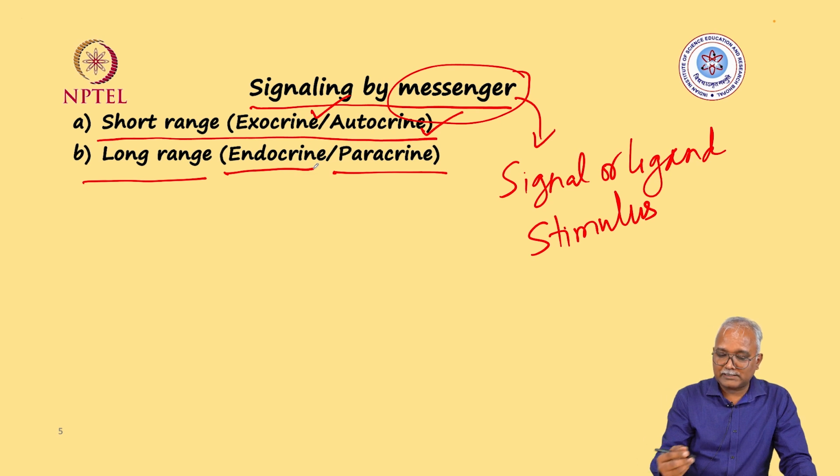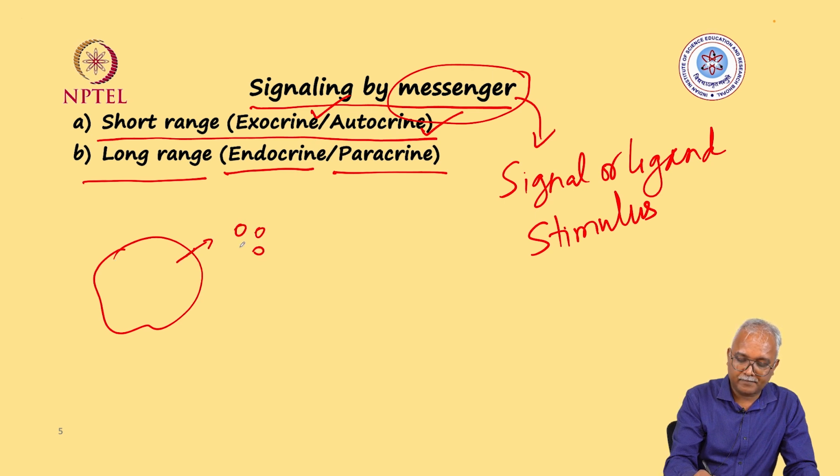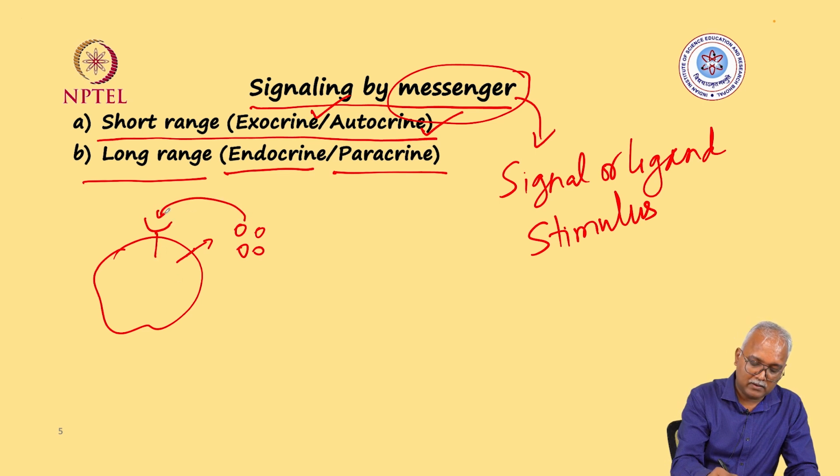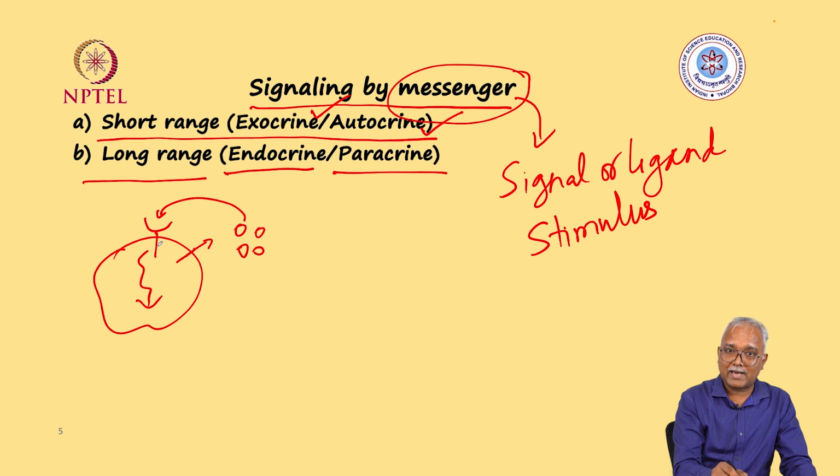So what you would notice in case of short range signaling is that you will have a target cell which will be producing the signal. This signal will bind to the receptor and signaling will go on here. So from the previous slide, if you remember, I said the cell which has the receptor ends up signaling.